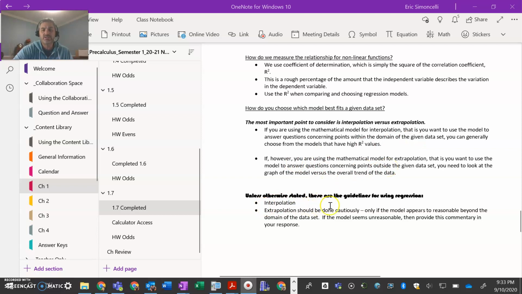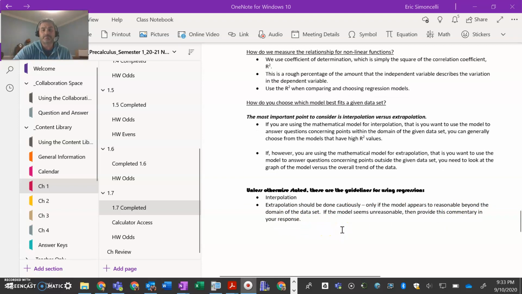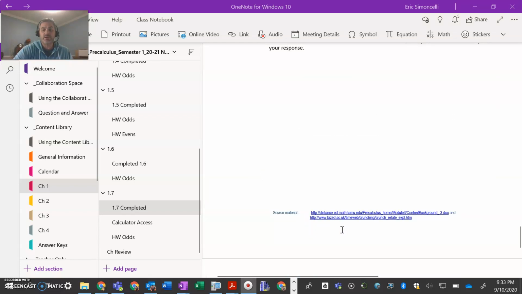Unless otherwise stated, these are the guidelines for using regressions. Interpolation, extrapolation, which should be done cautiously, only if the model appears to be reasonable beyond the domain of the data set. So I do want to highlight, well, there's the source that we gathered this from.